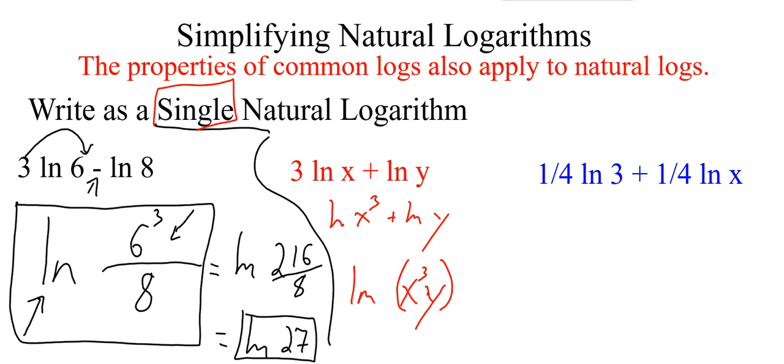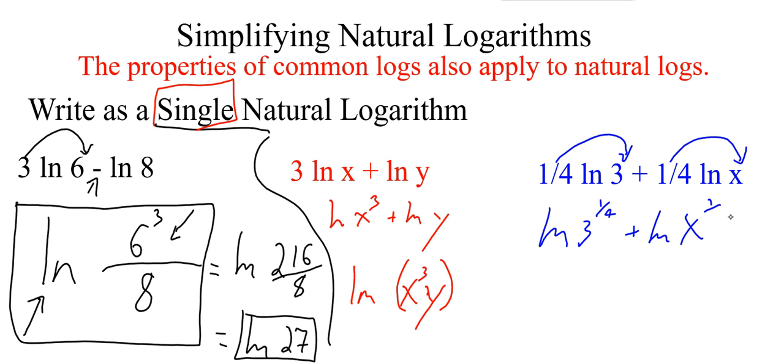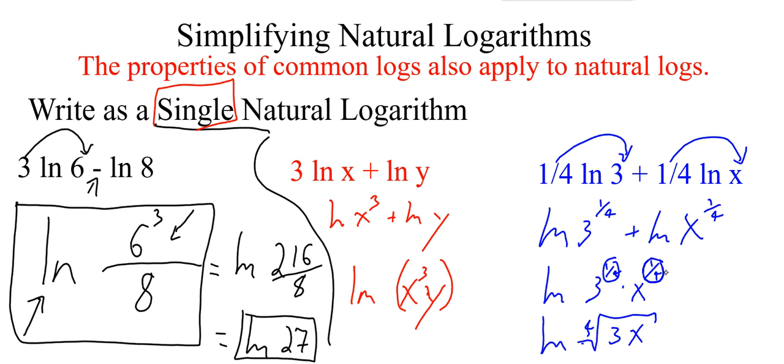Our final one, again, these fractions are just powers. So I'm going to get ln of 3 to the 1/4 plus ln of x to the 1/4. So now as I write as a single logarithm, I get ln of 3 to the 1/4 times x to the 1/4. Remember, fractional exponents are radicals, so we get ln of the fourth root of 3x because they both had the same power. So there's my single logarithm.